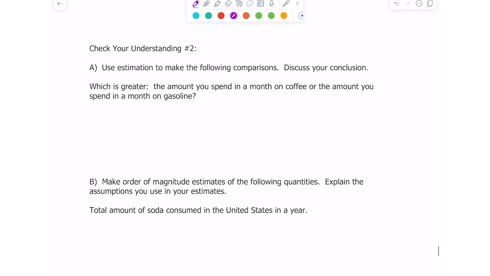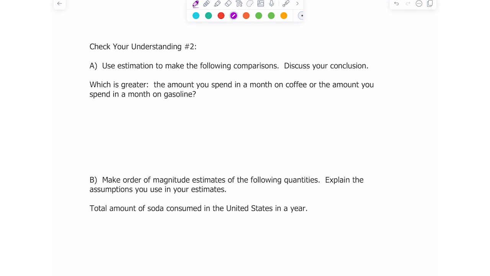I'm going to give everyone a chance here to pause and answer the following questions. Again, you're using estimation to make comparisons, and you want to think about the conclusion that you come to here.